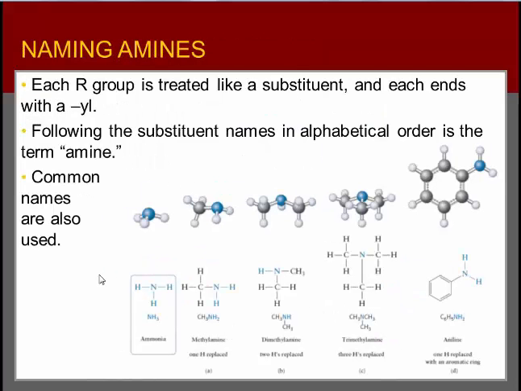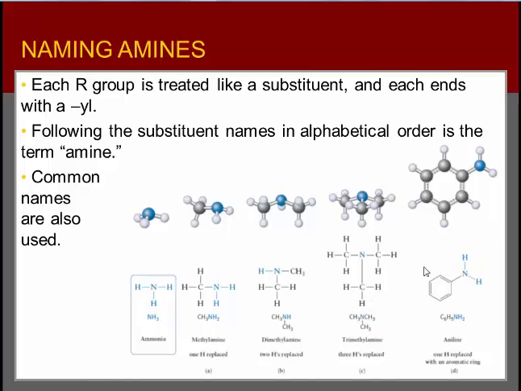When we name amines, we're going to use the simple naming convention, just like we did with ethers. We're going to treat each R group like a substituent. The name will end in -yl. And we will list the substituent names in alphabetical order and follow that up with the word amine. For instance, we have 1 R group on this amine. It is a methyl group, 1 carbon. And so the common name is methylamine. If we have 2 R groups attached, both of which are methyl, we have dimethylamine. And we can also get trimethylamine if there are 3 methyls attached.